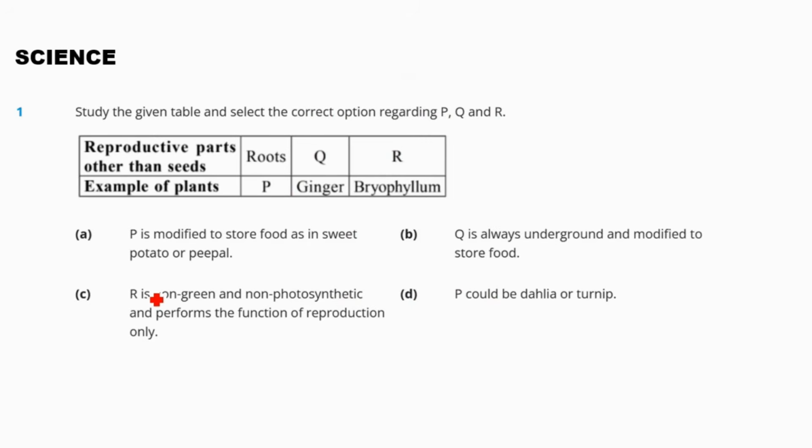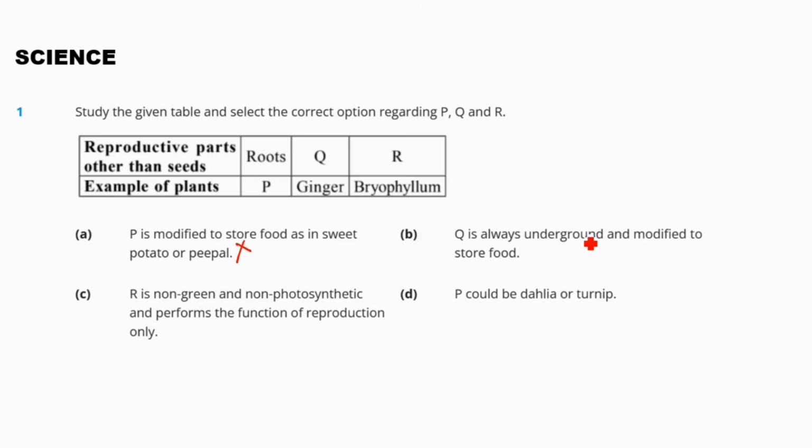First question says study the given table and select the correct option regarding P, Q and R. So these are the reproductive parts other than seeds. P is root, Q is ginger, R is bryophyllum. So here we have to find out the correct option. P is modified to store food as in sweet potato or peepal. Sweet potato is a root, correct? But peepal is not a root, right? So this is not correct.